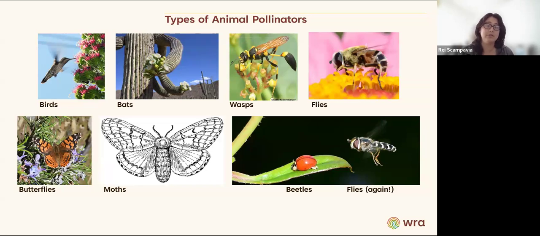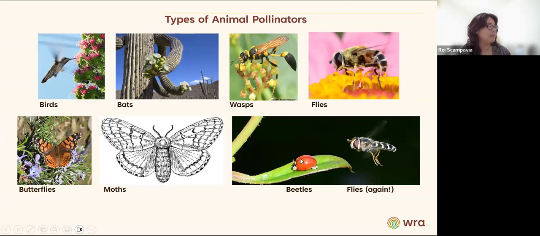And as I alluded to earlier, there's a whole host of different types of animal pollinators. This is not an exclusive list that we have here, but we can see birds like hummingbirds. I couldn't find a good picture of a bat, but there are bats who pollinate plants such as saguaro cactuses in the Mojave Desert. We have wasps, flies, butterflies, and moths, who we're learning more and more are actually unsung pollinators, and they do quite a bit of pollination, more so than butterflies, believe it or not.